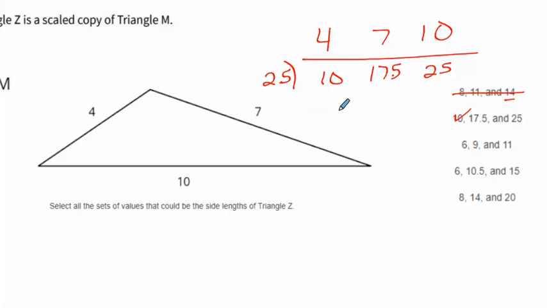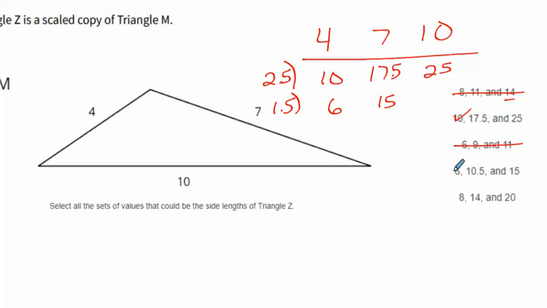If I want to get 6, what am I multiplying by? Let's see. 4 times 1.5 gives me 6. Will that work? Let's see. Let's try the next one. So if I did 7 times 1.5, does that give me 9? No, it gives me 10.5. So that won't work. Okay.